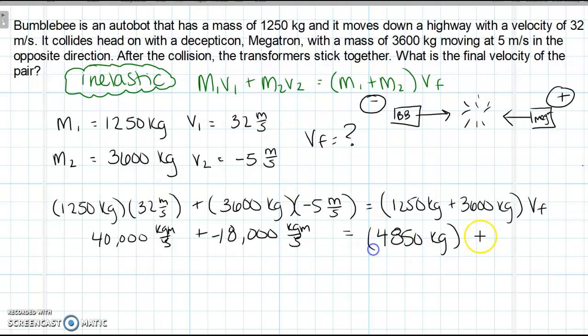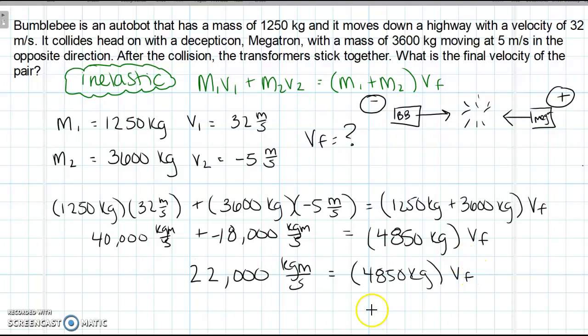4,850 kilograms times vf. Okay, so 40,000 minus 18,000 is going to give us an initial momentum of 22,000 kilogram meters per second. And we're going to set that equal to our masses combined times the final velocity of those masses. So now all we have to do is divide both sides by 4,850 kilograms, and that's going to give us the final velocity for our little Bumblebee Transformers here. So 22,000 divided by 4,850, and it's going to give us a final velocity of our system as 4.53 meters per second. Okay, so once they combine, they're going to be moving towards the positive direction there.